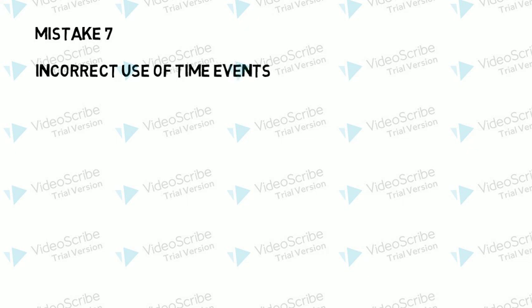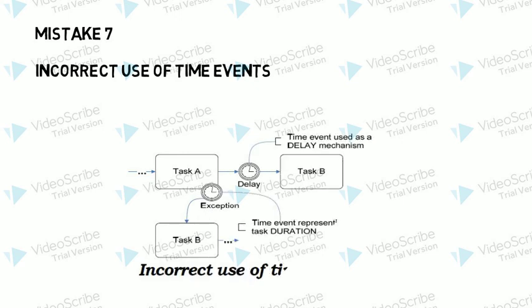Incorrect use of time events. Intermediate time events have two basic purposes: acting as a delay mechanism, which is used between sequence flows, and acting as an exception when attached to the boundary of a task or sub-process. These two purposes are often interchanged. Like process performers may interrupt the execution of the activity at the wrong time, or the execution of the next activity may be delayed. This is a pragmatic error.